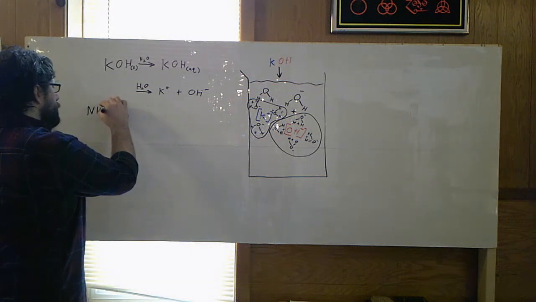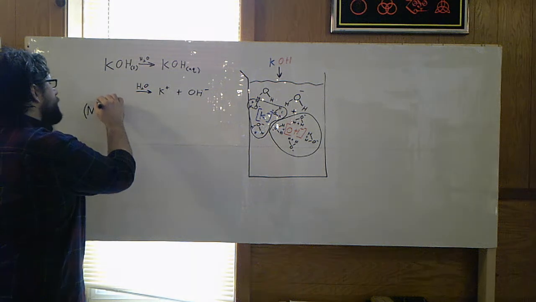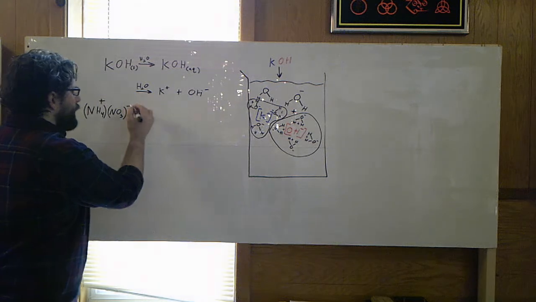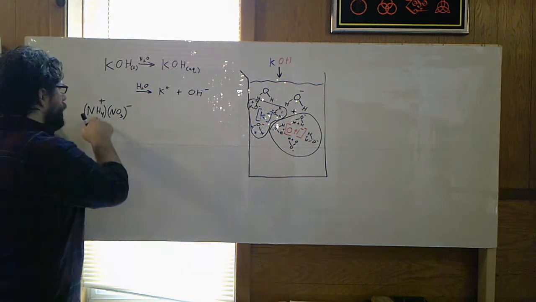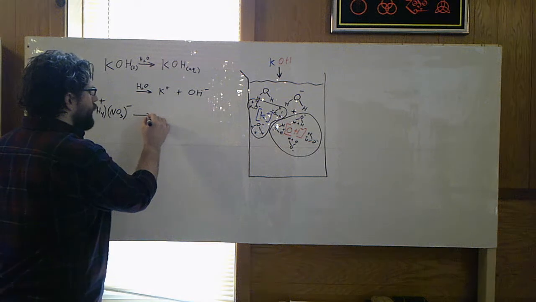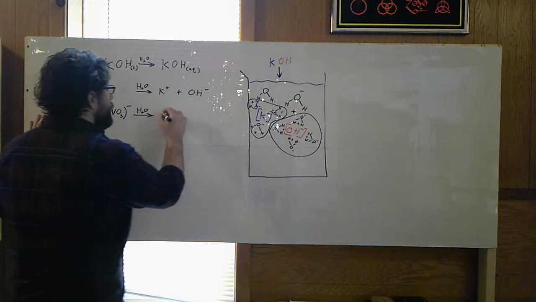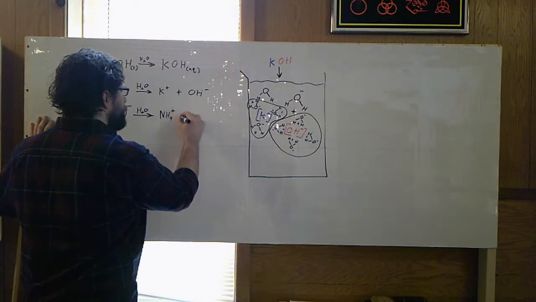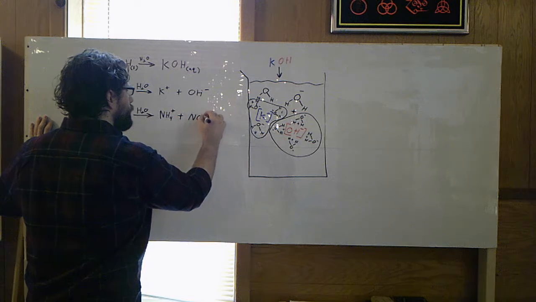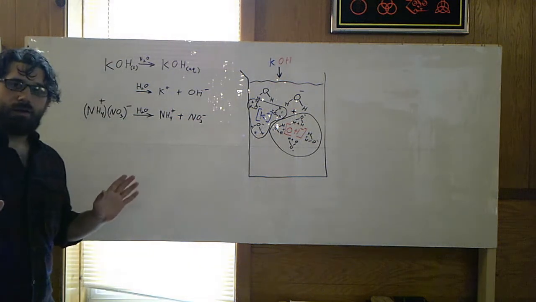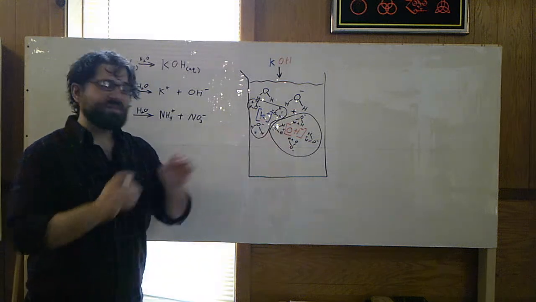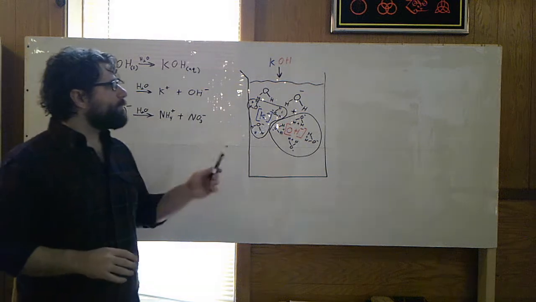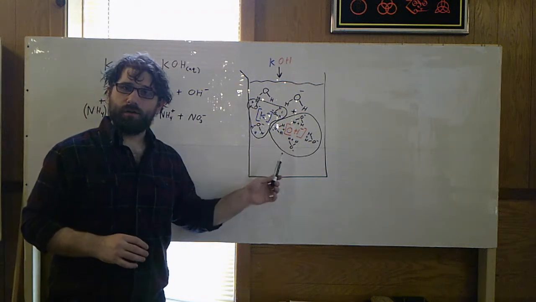So ammonium, right here, has a +1 charge. Nitrate, right here, has a -1 charge. So if I take ammonium nitrate and dissolve it in water, then I'm going to get NH4+ and NO3-. Just like that. It works the same way. It gets dissolved the same way. That's what's physically happening when I drop these solids into water.